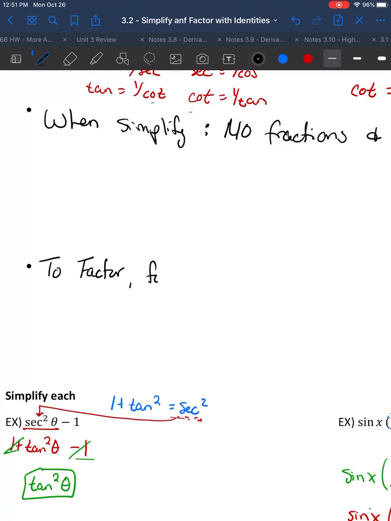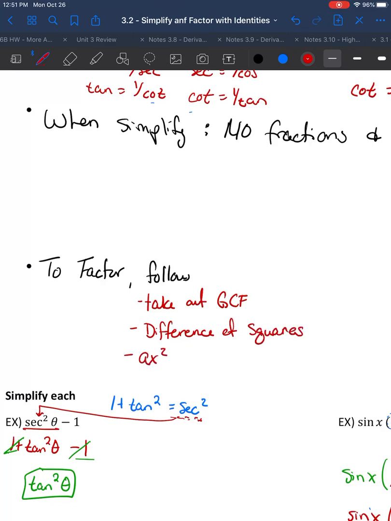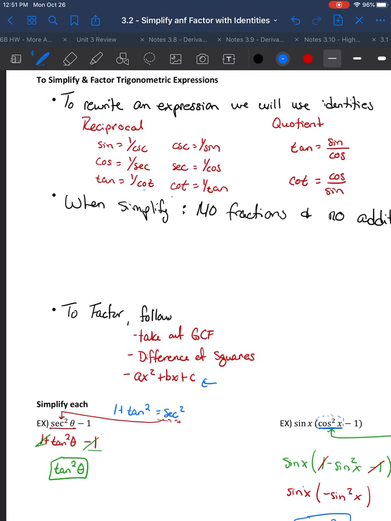In order to factor, follow general factoring rules. Meaning, take out a GCF. Look for difference of squares. Or look for the format ax squared plus bx plus c. With that, when we're factoring, we're going to have sine, cosine, tangent, different trig functions. If they're confusing, let's swap trig functions out for variables. This only works on the factoring pieces.